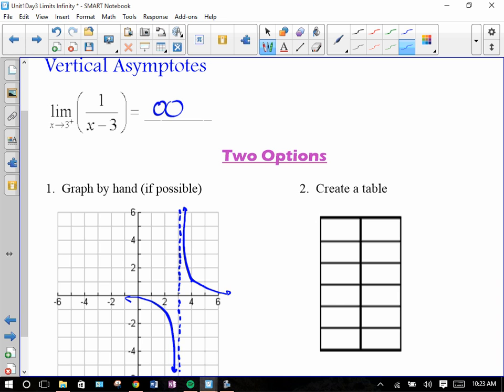Okay. Now the second option is by looking at a table. So what we want to ask ourselves is to make an x, y table. All right, and we want to approach 3 from the right. So who can give me a number that is close to 3, like that's really, really close to 3, on the right hand side? 4, you said? Maybe we'll go 4. I want to get closer though.